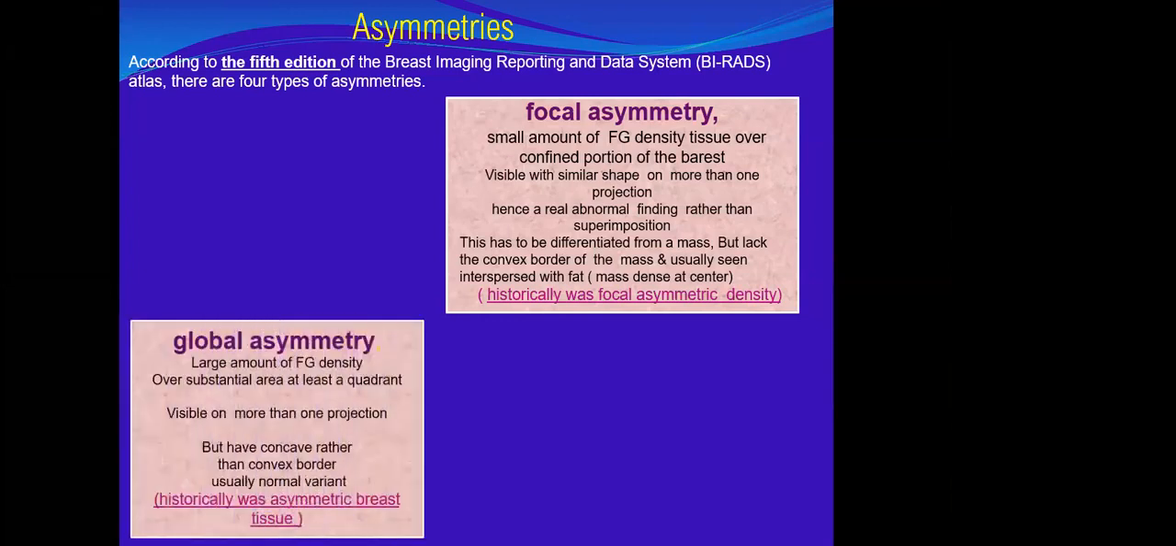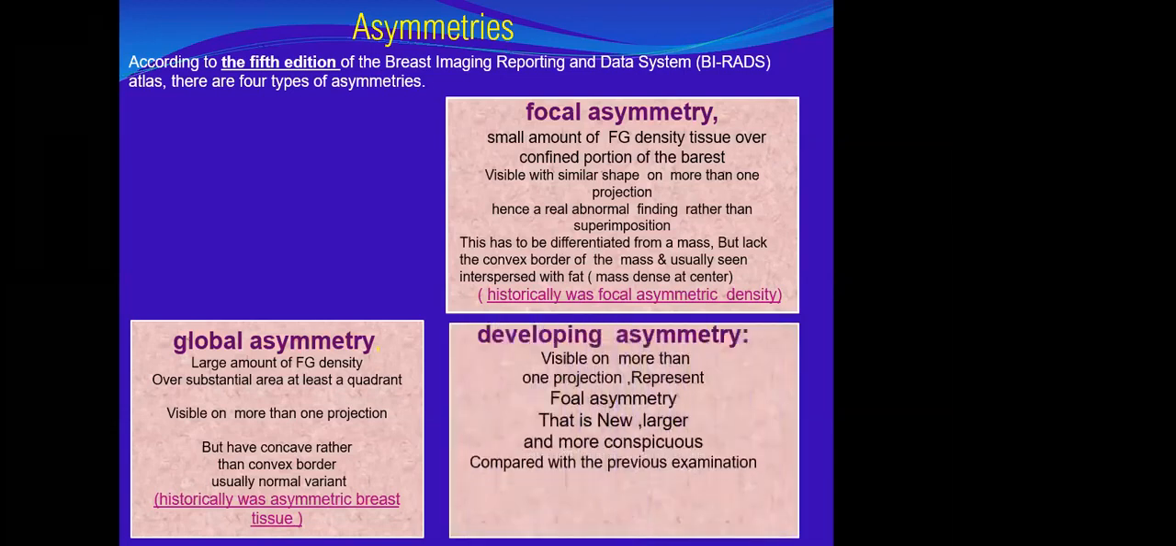This historically was called focal asymmetric density, but the term density is no longer used, to avoid confusion. Global asymmetry is a large amount of fibroglandular parenchyma covering a substantial area, at least a quadrant. Visible usually in 2 projections, but it has a concave rather than convex border and usually represents a normal variant, previously called asymmetric breast tissue.